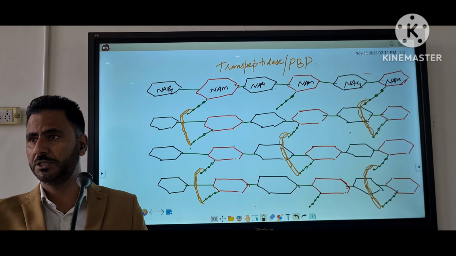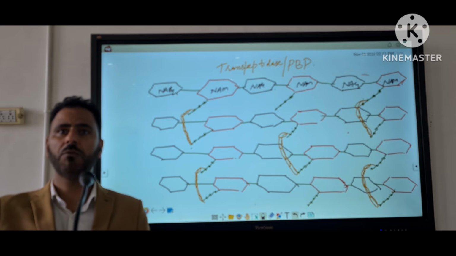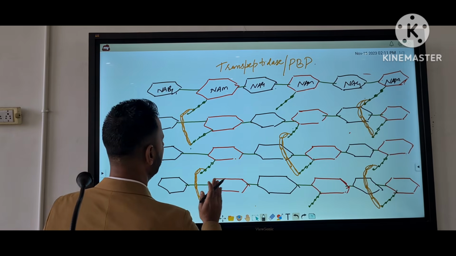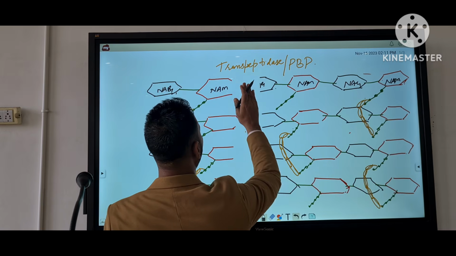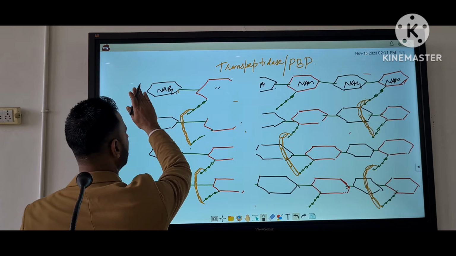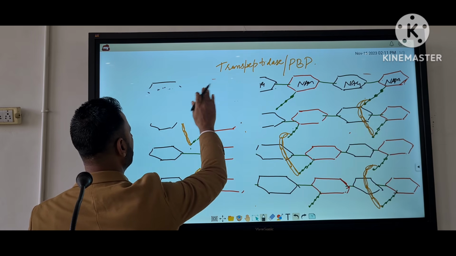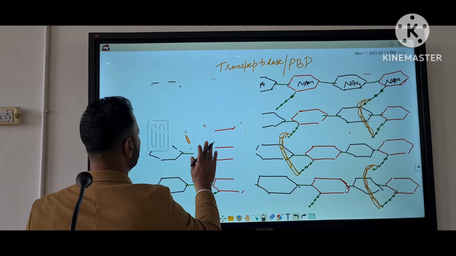There's a difference between the cell wall of gram positive and gram negative. What is that difference? I will try to make it somewhere here. Okay. I will try to show you here. You might have read it in microbiology. You have done the microbiology part, or is it still with you?